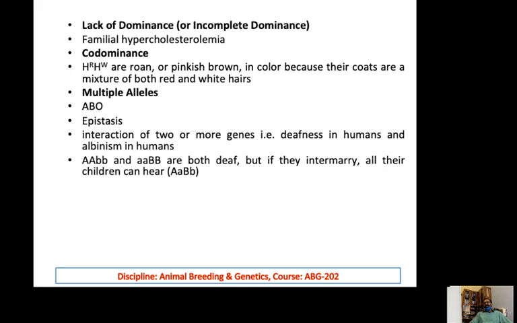For example, in this case, if the genotype is like this, capital A, capital B, small b, or vice versa, small a, small a, capital B, capital B. So both in this case are deaf. But if they intermarry, all their children can hear because they are heterozygotes. So in this case, basically one recessiveness or one dominance is going to affect the other gene's expression. And when they are in heterozygous condition, they are called normal.